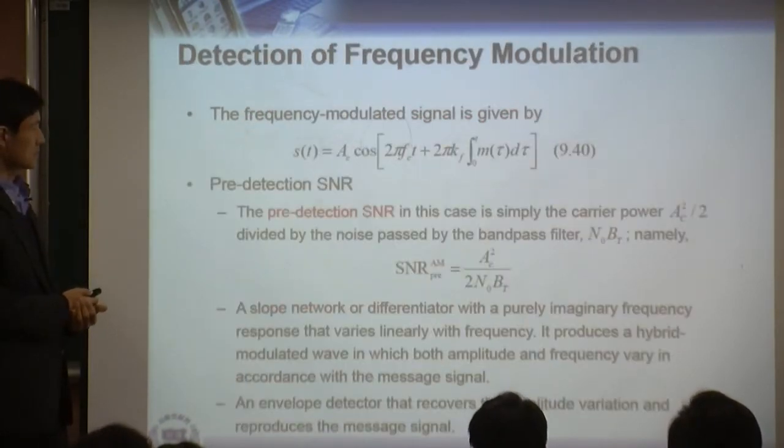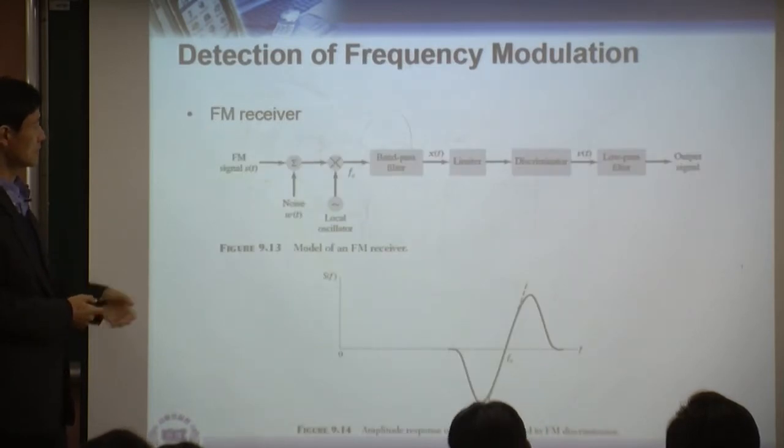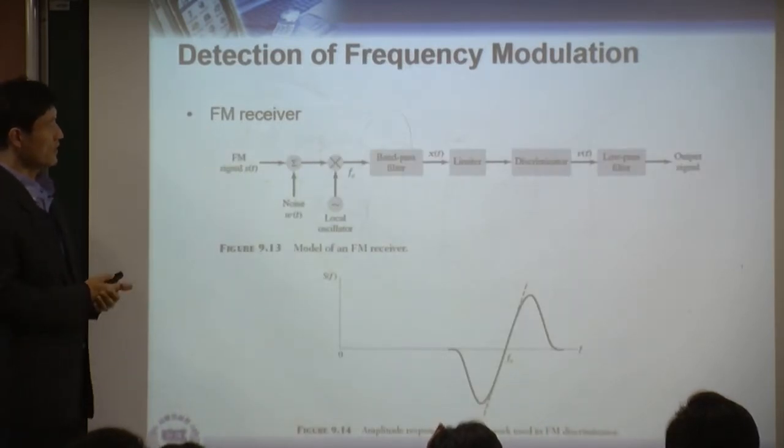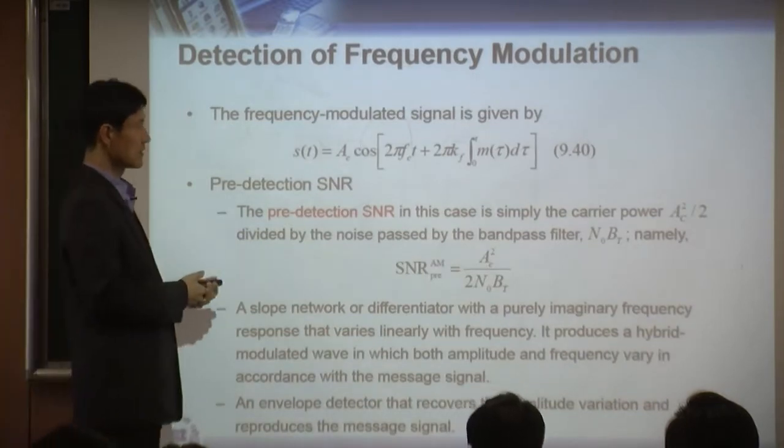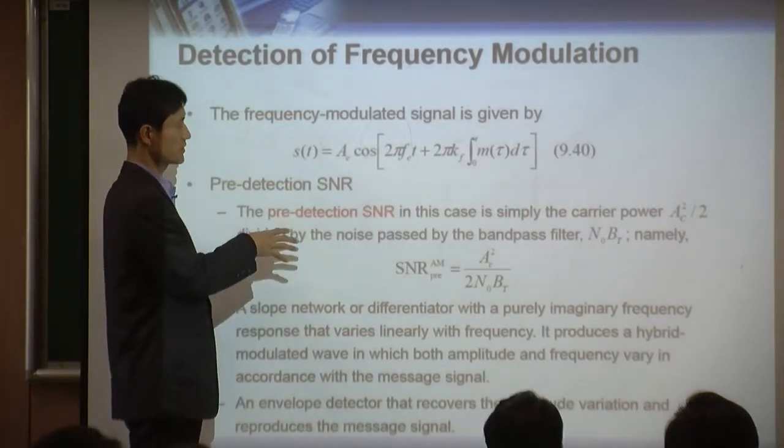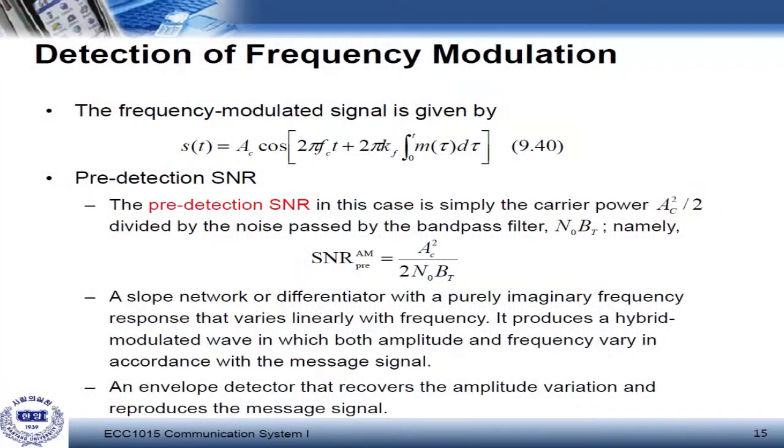Okay, so that's the review. For FM, it's pretty much the same. In pre-detection, we know that this is a signal over the air. This is an FM signal we transmit over the air.